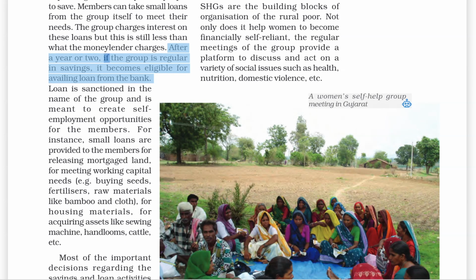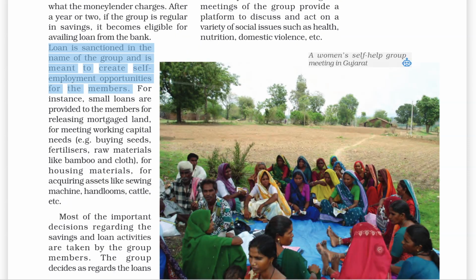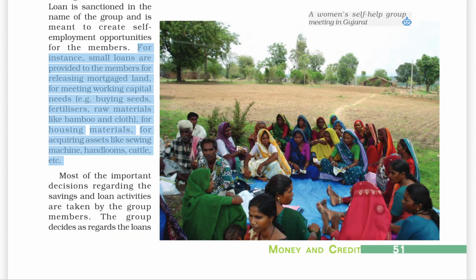After a year or two, if the group is regular in savings, it becomes eligible for availing loan from the bank. Loan is sanctioned in the name of the group and is meant to create self-employment opportunities for the members. For instance, small loans are provided to the members for releasing mortgaged land, for meeting working capital needs, e.g. buying seeds, fertilizers, raw materials like bamboo and cloth, for housing materials, for acquiring assets like sewing machine, handlooms, cattle, etc.